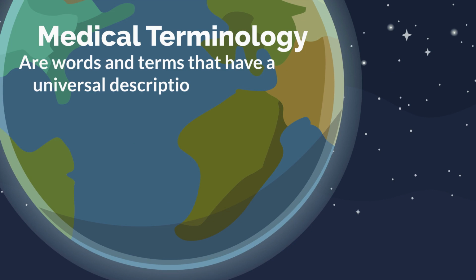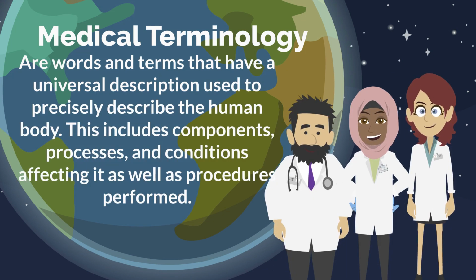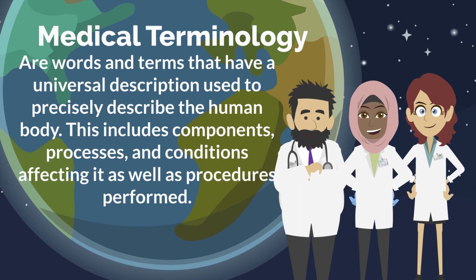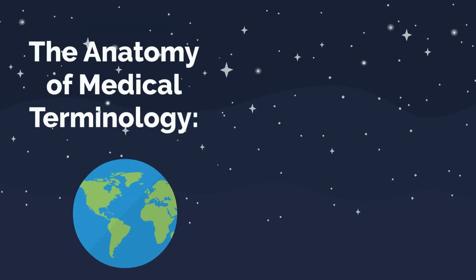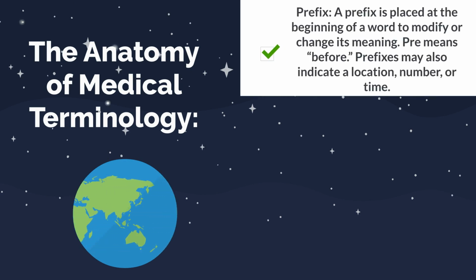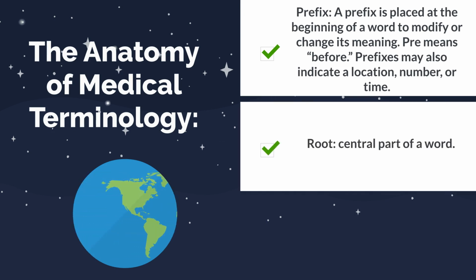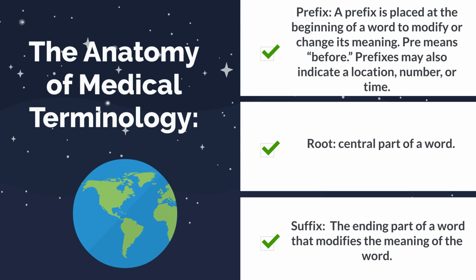But medical terminology is a universal description used to precisely describe the human body. This includes components, processes, and conditions affecting it, as well as the procedures that are performed. The anatomy of medical terminology is first the prefix. A prefix is placed in the beginning of the word to modify or change its meaning. Pre means before, so prefixes may also indicate a location, number, or time. The root is the central part of the word, and the suffix is the ending part of the word that modifies the meaning.